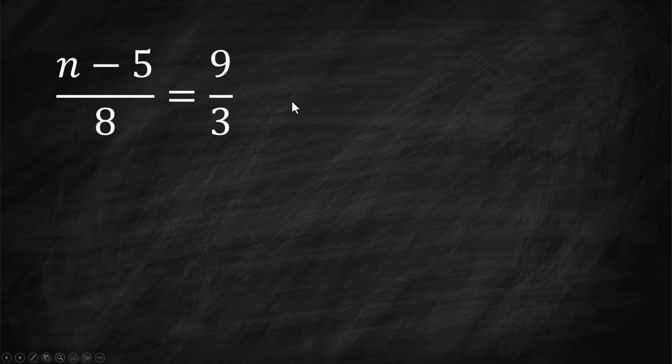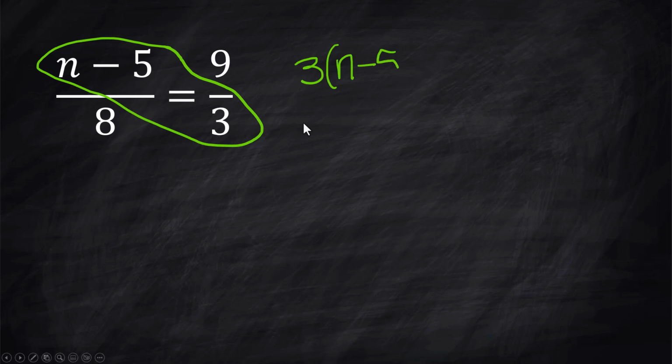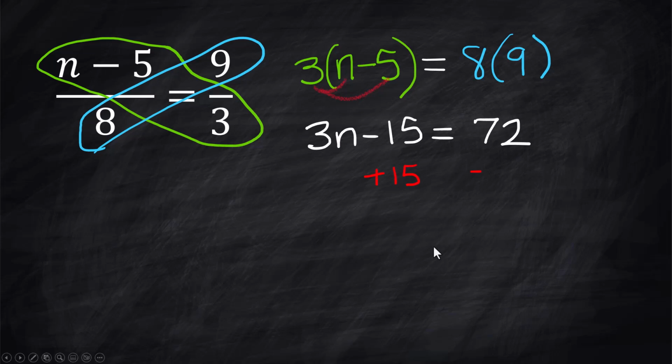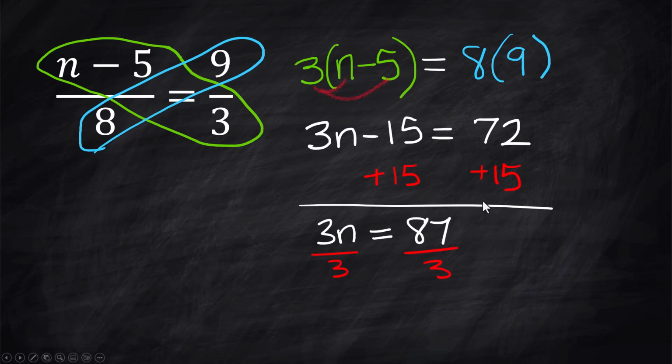Okay, now for this one, this n minus 5, you get to keep that grouped up. So when I cross multiply, it will be 3 times the quantity n minus 5. That's important. And then it'll be 8 times 9 on the other side. Now when we multiply this out, we're going to use distributive property, and you're going to get 3 times n, which is 3n, and 3 times negative 5, which is negative 15. That equals 72. We're going to add 15 to both sides. We get 3n equals 87. Divide both sides by 3, and n equals 29.